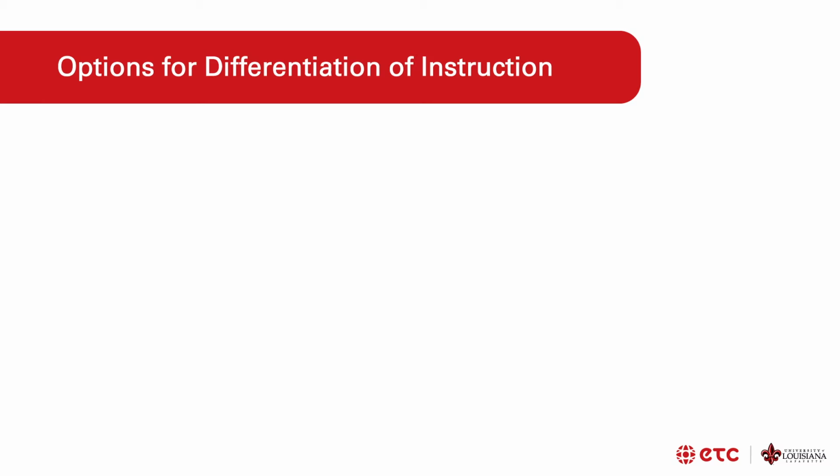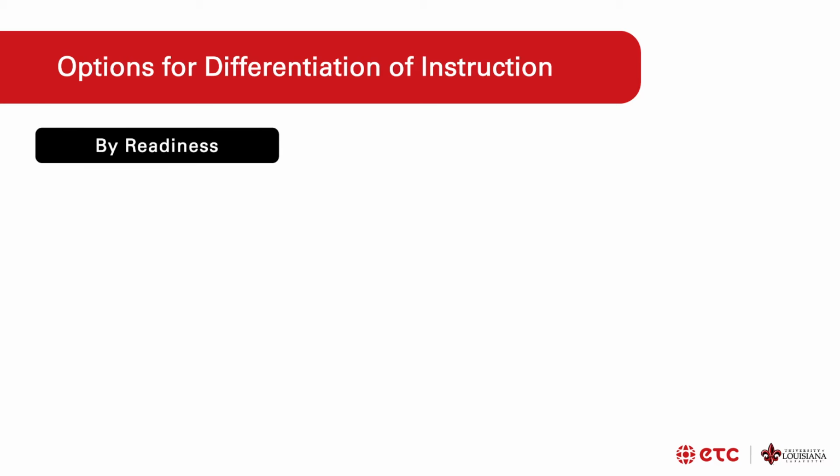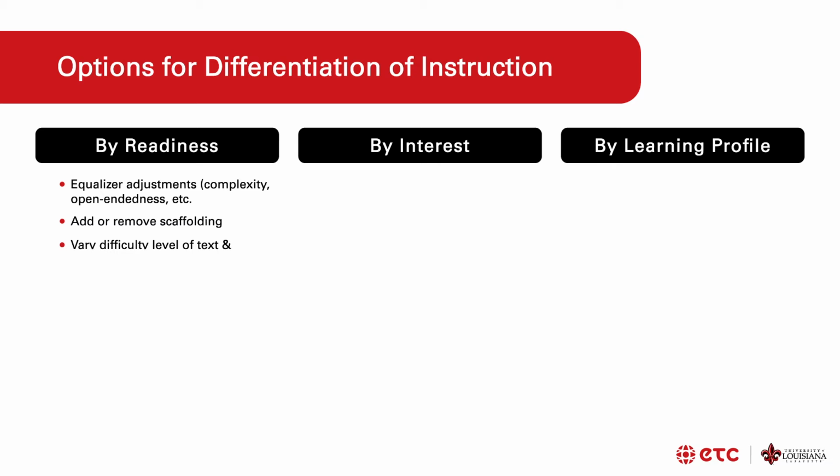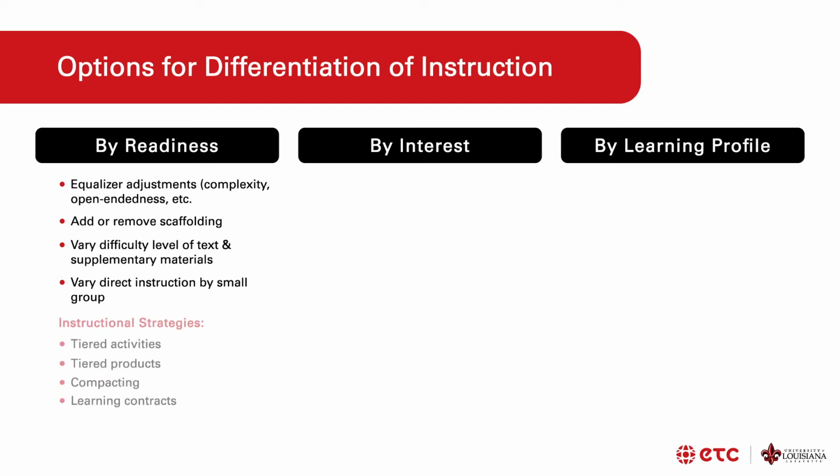You can differentiate your instruction by readiness, by interest, and by learning profile. By readiness, we mean that based on what they are learning, how ready are they to learn that information? So if you've pre-tested them and you know that certain students are at a higher level than other students, you can change your instruction according to readiness. You can add or remove scaffolding. You can change the complexity of the task. You can maybe change from direct instruction. A student who's ready will easily be able to do direct instruction whole class, but a student who's not ready might need direct instruction in small groups.